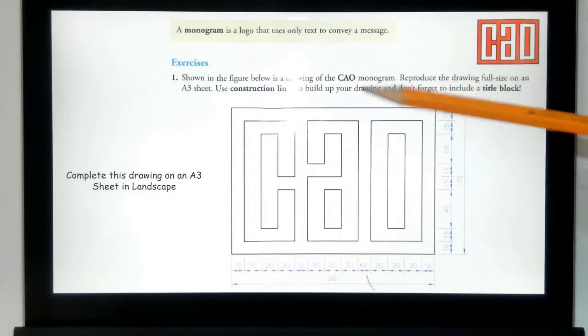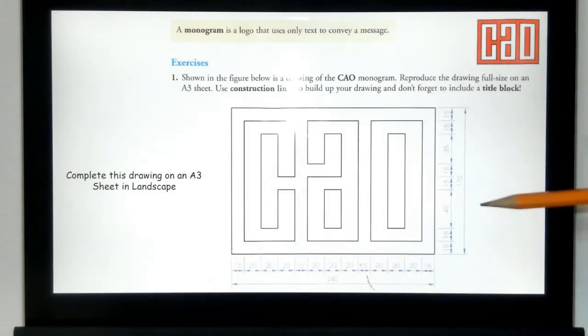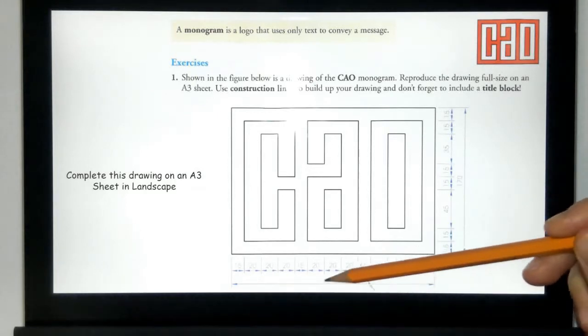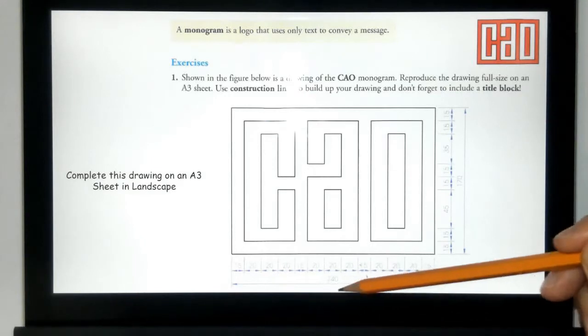Okay, so first of all, when we're starting off any one of these questions, we have to look at the general shape, and we can see here that the overall height of the structure is 170 millimeters high, which would be 17 centimeters, and the overall length of it is 240 millimeters long from this corner to this corner, which would be 24 centimeters.